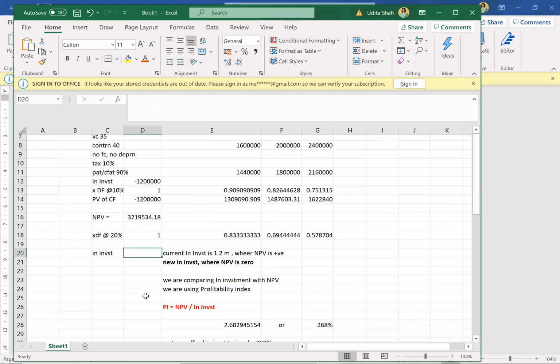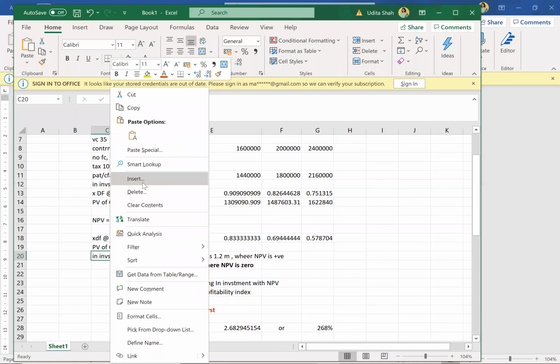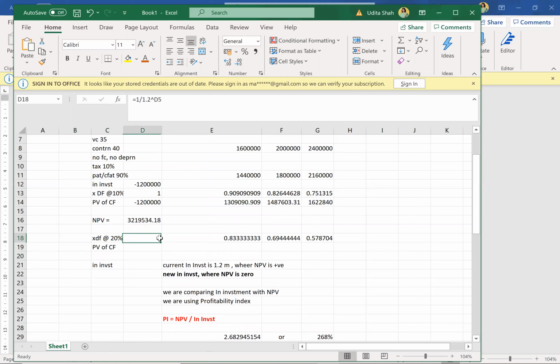Okay. So my PV of cash flows, I'm just assuming that you guys remember the IRR, so I'm doing it quickly. In IRR, we do NPV with the lower rate and NPV with the higher rate. With the lower rate, we already have NPV at 10%. So I have increased the rate. I have made it 20%.